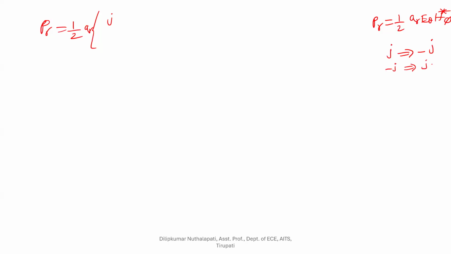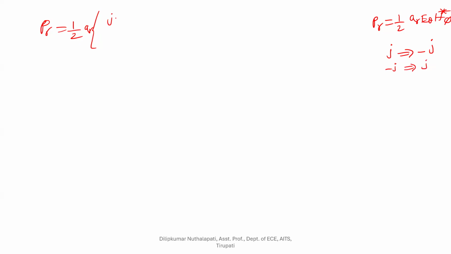So now for PR, I'll write the equation PR is equal to 1 by 2 into the field component AR, substituting the value of PR. So we get PR is equal to 1 by 2 into AR into E theta into H phi star. The star represents the complex conjugate. So wherever there is a term with j, it should be written as minus j, or if it is minus j, then replace it as plus j.